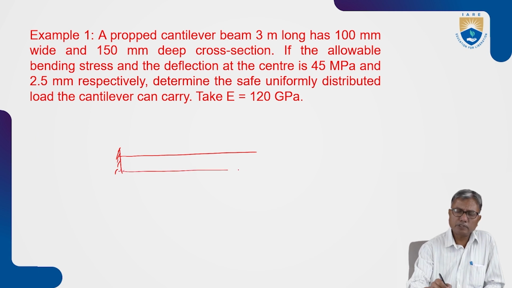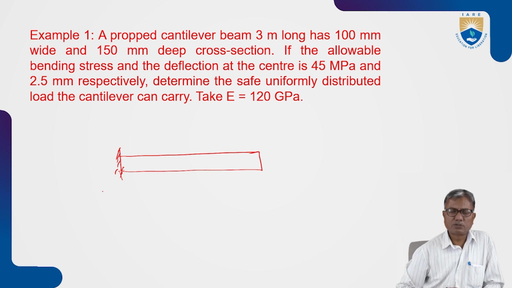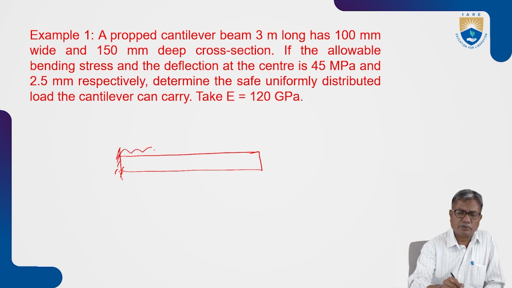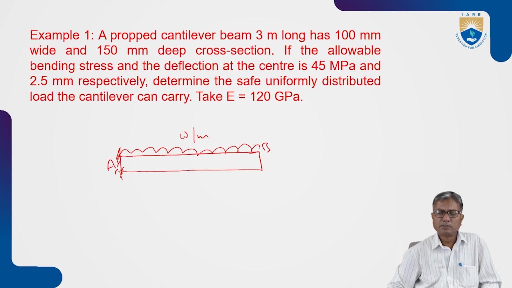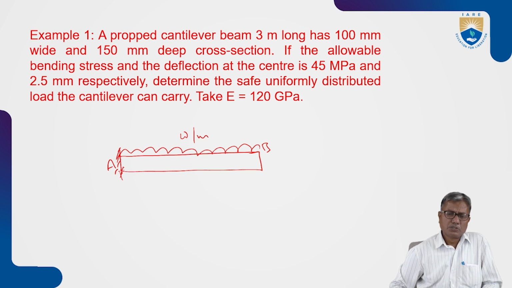So here, this is the cantilever being subjected to a UDL W. So what is the safe load W that the cantilever can carry? The conditions given are: allowable bending stress should not exceed 45 megapascals, that is 45 Newton per mm square, and maximum deflection should not exceed 2.5 mm respectively. Determine the safe UDL to satisfy these two conditions. So we will solve one by one here.